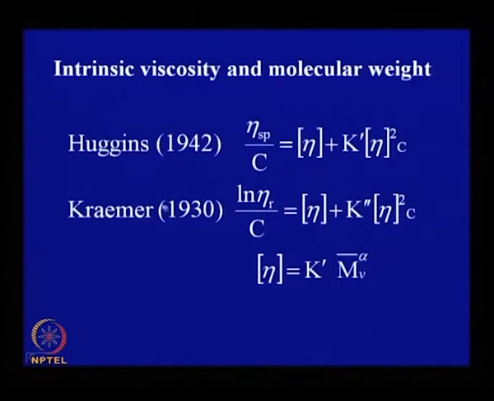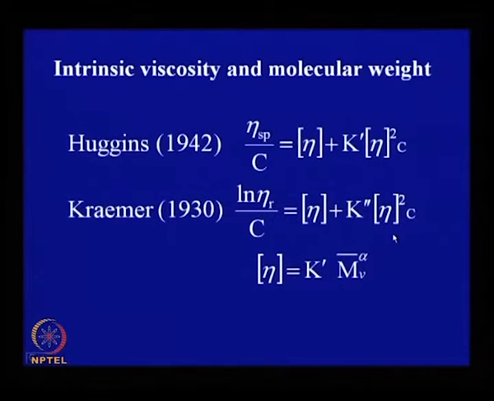Can anybody think of, suppose you know these two equations, Huggins equation and Kraemer's equation. With the help of these equations, from a single point flow time measurement, or flow time measurement of a single concentration solution of the polymer, is it possible to get this eta intrinsic value? How? Substitute K double prime by K prime plus 0.5.